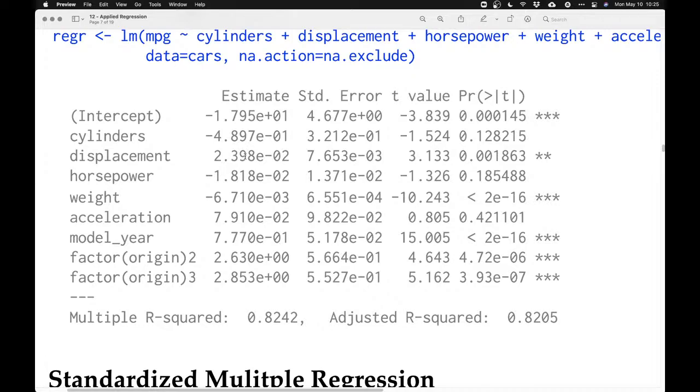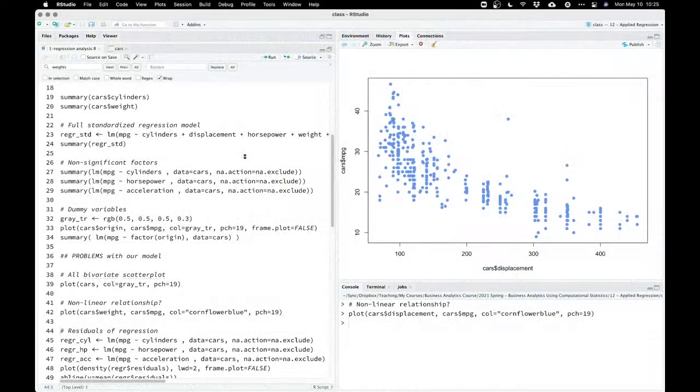What? This is telling us as displacement goes up, miles per gallon goes up. But the visualization tells us the opposite story. It tells us as displacement goes up, miles per gallon goes down. It's a negative relationship. Which one should we believe, our eyes or regression? How many of you say you should believe your eyes? How many of you say you should believe the regression? Okay, just checking.